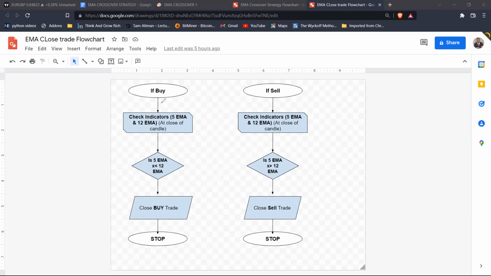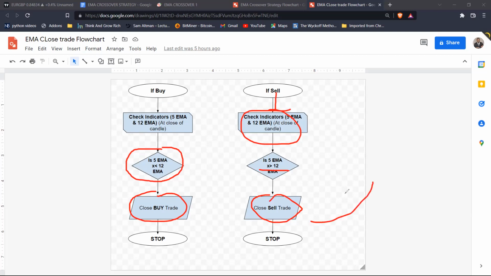So if it checks and there's a buy trade, and sees that at the close of the candle, the 5-period moving average is crossing below the 12, it will close that buy position. If it checks and there's a sell trade, it will check if the 5-period moving average is crossing above the 12, and then it will close the sell trade. So you can see it would manage itself, trigger a buy, and then close that buy and trigger a sell.